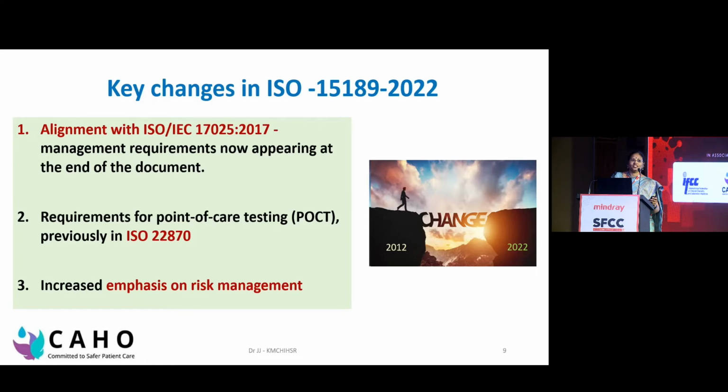So what are the key changes? I'm sure this has been told multiple times. Almost every day there was a session, from December onwards, and every day there was a webinar. And everybody knows that this is going to be in alignment with the ISO IEC 17025:2017 document, where the management requirements usually appear at the end of the document. And here also you would go in line. In its structure, it applies exactly like the 17025:2017 document. That's the alignment it takes.